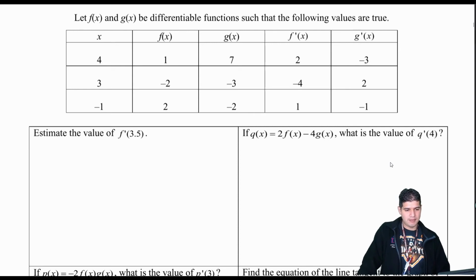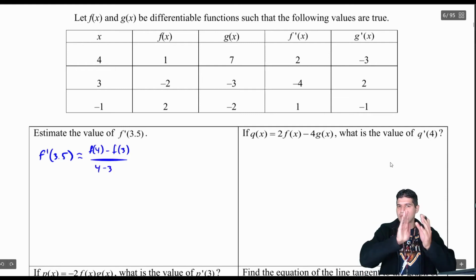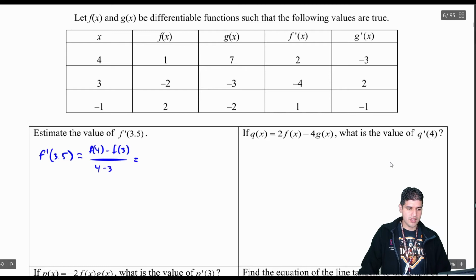If I want to estimate f prime at 3.5, it's going to be approximately f of 4 minus f of 3 over 4 minus 3, the points around it, because 3.5 is somewhere in the middle between those. f of 4 is 1, and f of 3 is negative 2. So 1 plus 2 over 1 comes out to be 3.